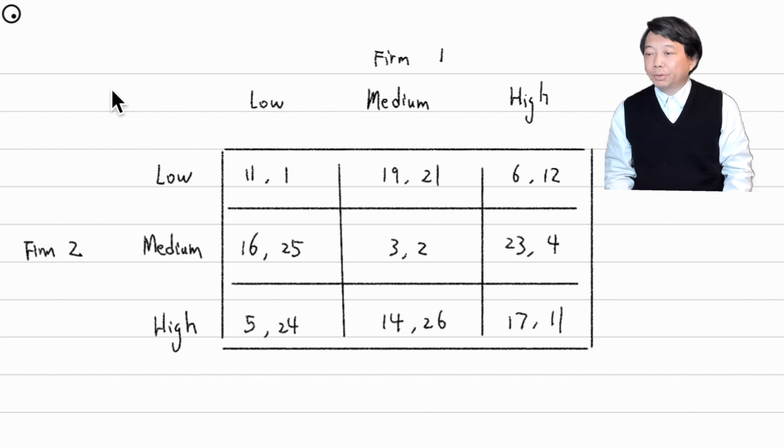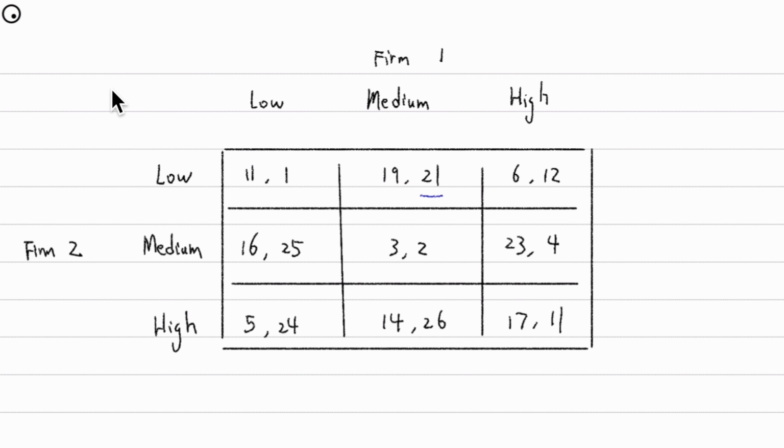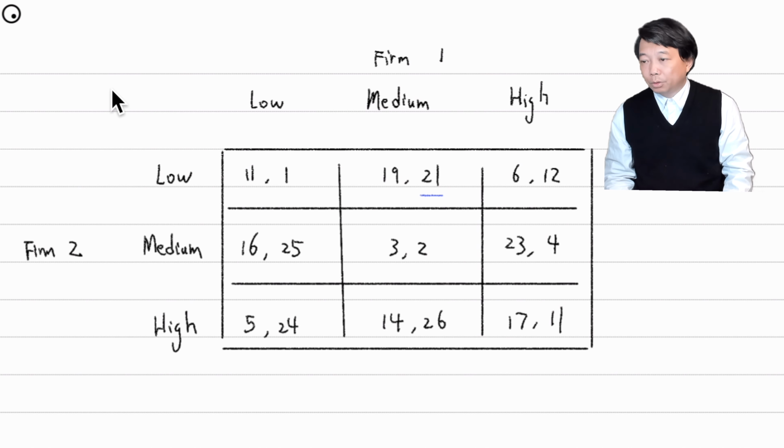As usual, we use the best response approach to find the Nash equilibrium. We first find firm 1's best response to each of firm 2's choices. Given that firm 2 chooses low, firm 1's best response is medium because it gives firm 1 a payoff of 21, which is the highest among all its possible choices. Given that firm 2 chooses medium, firm 1's best response is low, and it produces a payoff of 25.